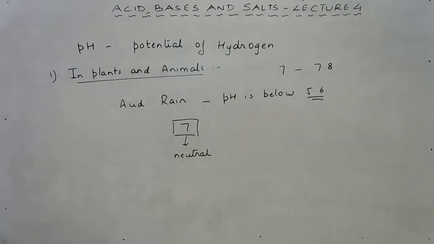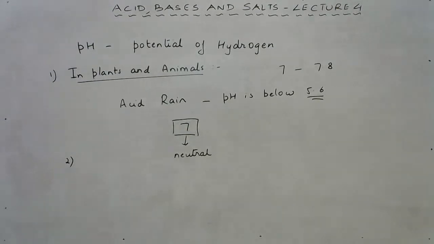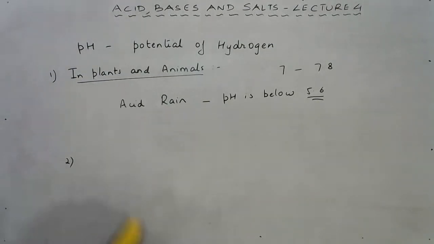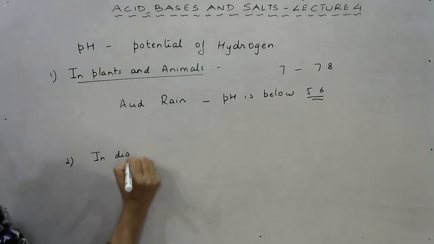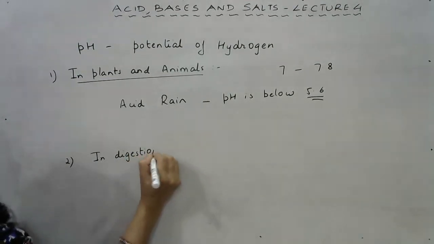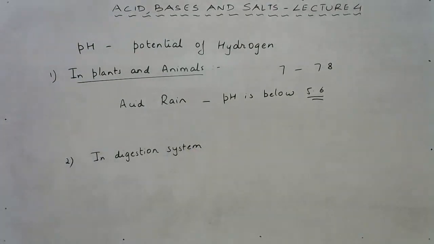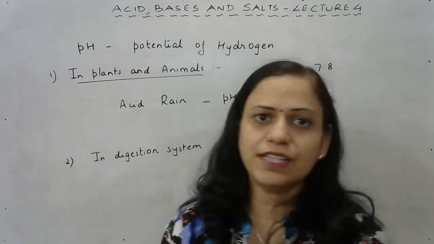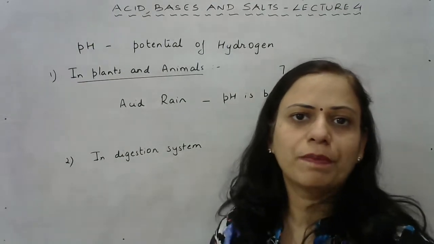The second application of pH is in our digestive system. When we studied the chapter life processes, I told you that HCl is secreted in our stomach, right? Now we are going to discuss how pH matters in our digestive system. HCl is produced in our stomach, and HCl is a very strong acid. So when the acid is strong, obviously the pH will fall much below 7.